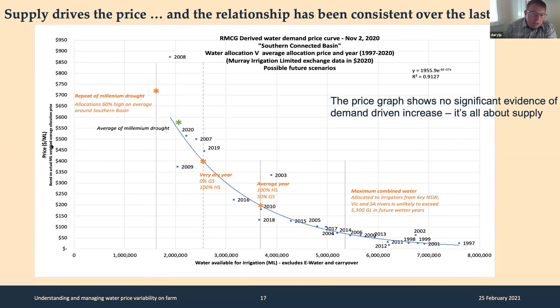Just a point of clarification on the prices here: we've used the weighted average allocation price from the Murray Irrigation Limited exchange. The reason we use that is because it's quite a clean data set. There are real transactions there, real money changes hands, and in our view it gives a good representation of the middle line of the water entitlements in the basin. Now, that's not to say that any other sources aren't legitimate. They are.